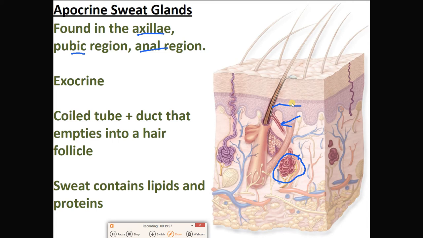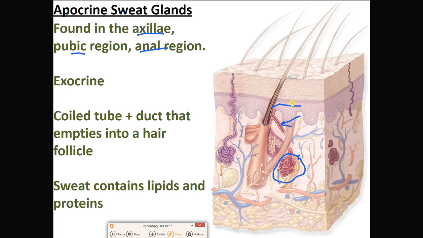Now, what's interesting about the sweat is it has more lipids in it, it has more proteins. So in other words, it has more nutrients. More nutrients means they're going to get broken down by bacteria. And bacteria, when they break things down, they make their own waste products. And those waste products of bacteria, those are what can account for the odor that this type of sweat can have.